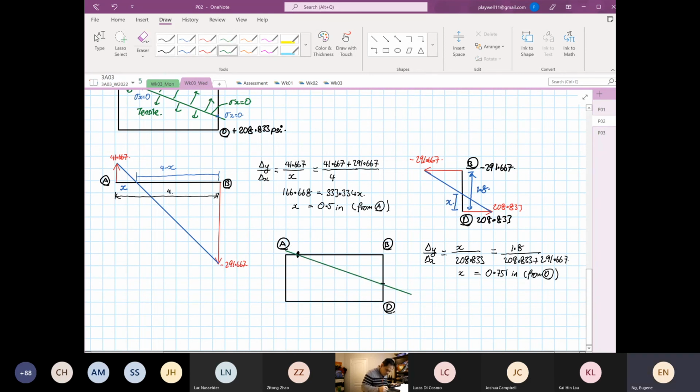As mentioned, anything this side will be on compression, and anything on the other side will be tensile.